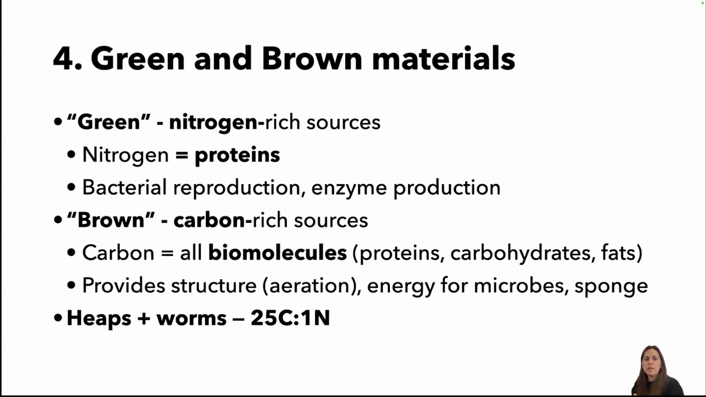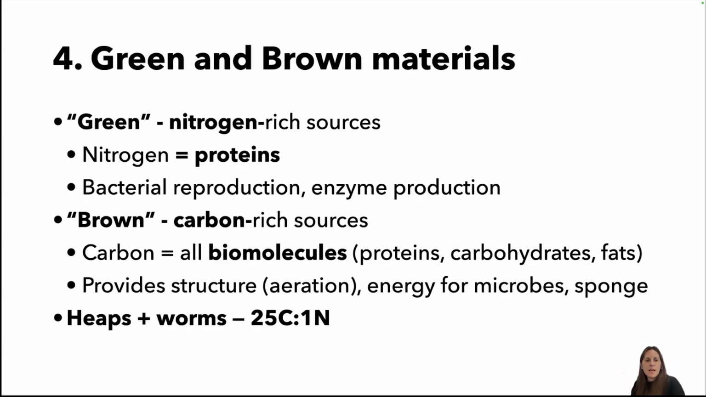And green materials are required for bacterial reproduction and enzyme production. Now, if you remember just a couple slides ago, enzymes are proteins. So it makes sense that bacteria need a source of protein to make their proteins. So they break down those proteins and then they can use them to best suit their needs to break down the compost, which is pretty cool.